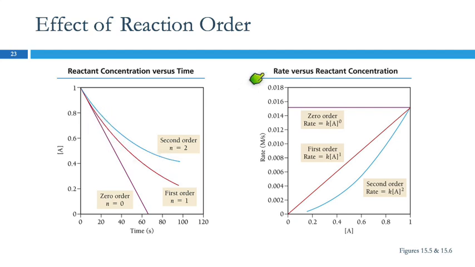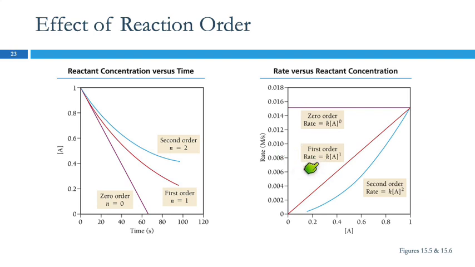Over here, we're going to look at the rate versus the reactant concentration. And so, here we have the rate law. So rate of reaction, and this is the concentration of A. Well, for a zero order reaction, that exponent is 0, and anything raised to the 0 power is 1. So here the rate is equal to the rate constant, and so we just see a straight horizontal line. The reaction rate stays the same all the time.